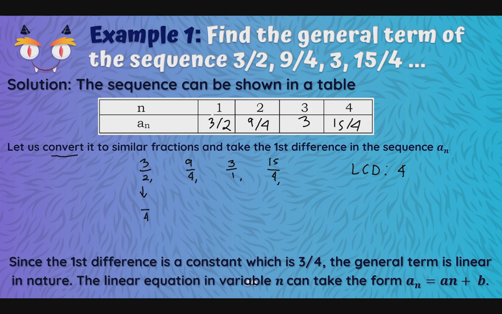So 4 divided by 2 is 2, times 3 is 6. Now we will just copy 9 over 4 because it has 4 as its denominator. And in 3, we will just divide 4 by 1, which is 4, times 3. Now we will have 12 over 4, and 15 over 4 will just be copied.